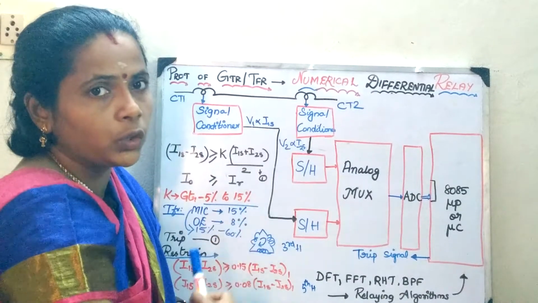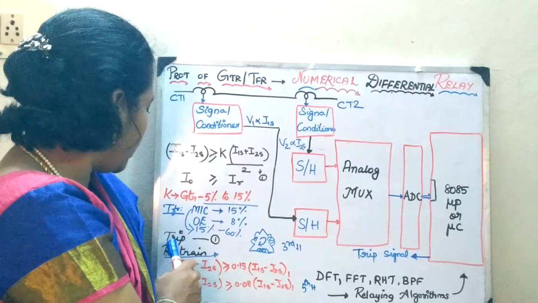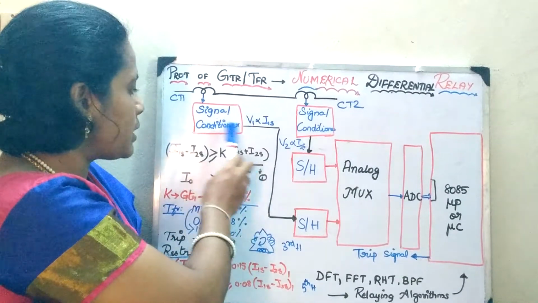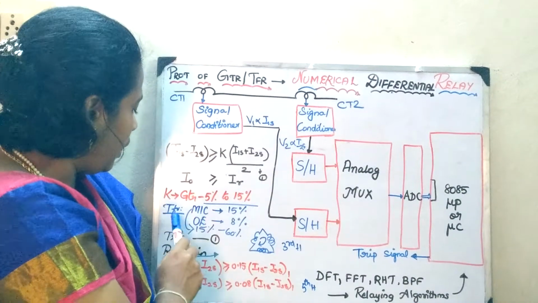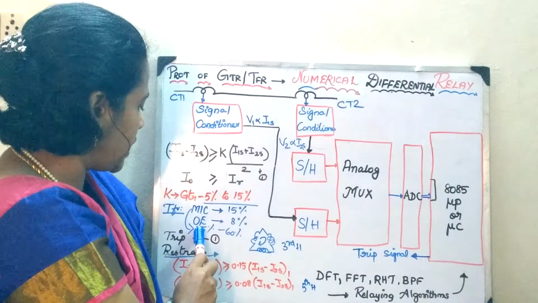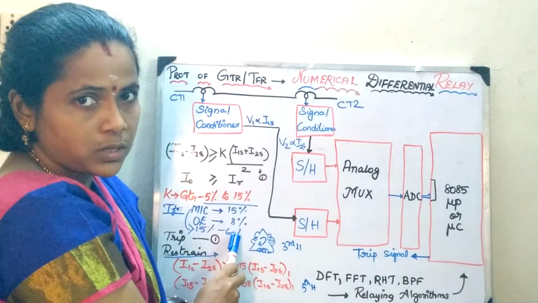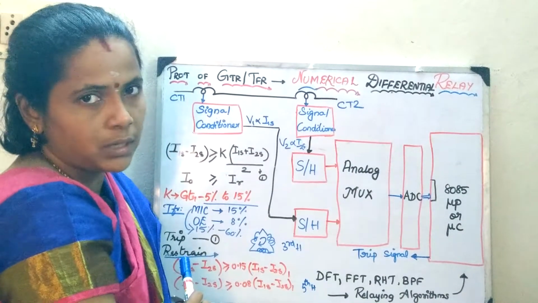Now, we will move on to the numerical protection for the transformer. When you consider the trip condition, it is the same as this condition, only the slope is going to vary. In case of the transformer, the slope percentage changes from 15% to 60%, whereas in case of the generator, it is from 5 to 15%.